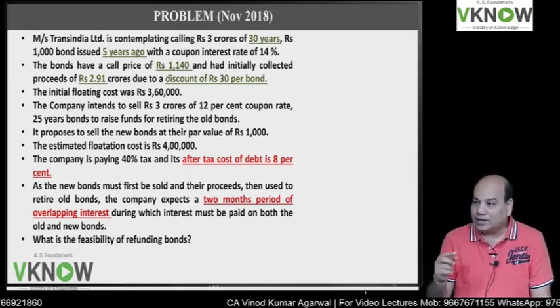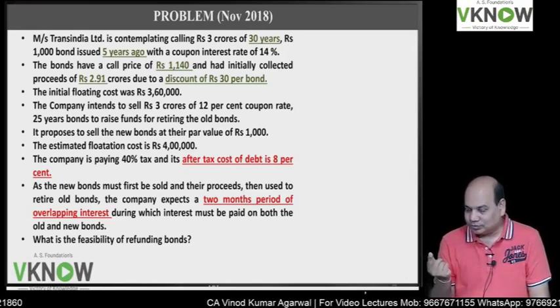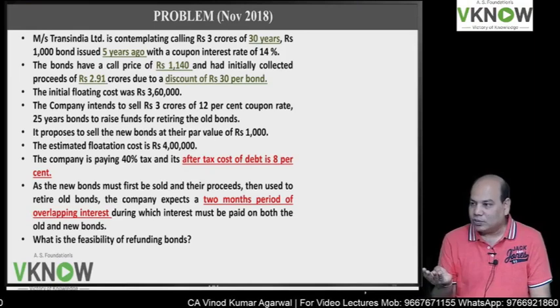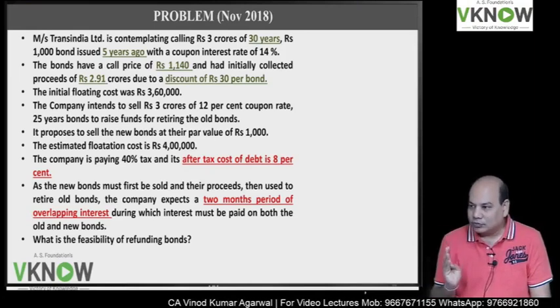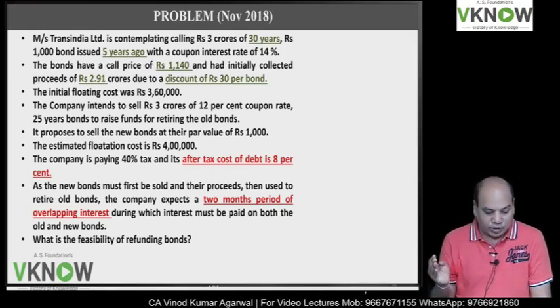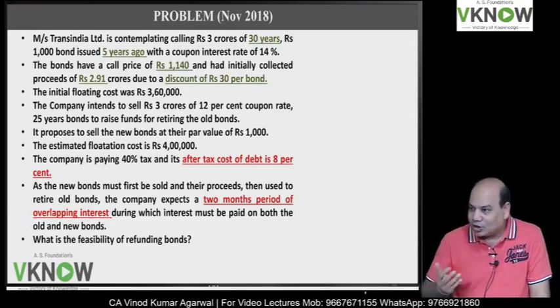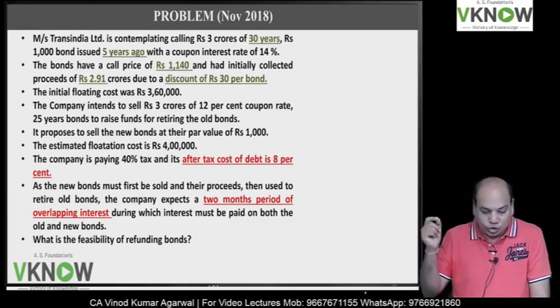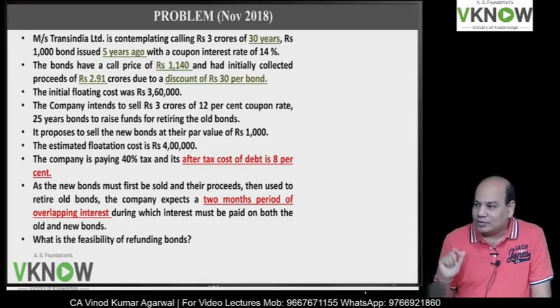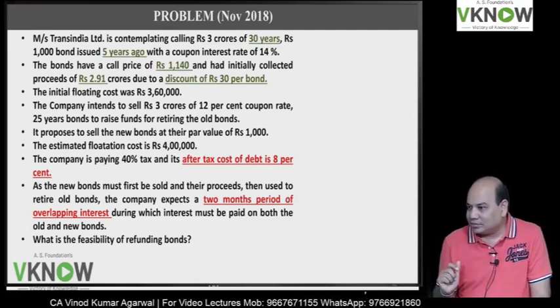Plus there will be tax implication also. So tax implication would be on call premium and flotation cost. If the bonds are issued at a discount, then on discount also there will be tax implication. You will save interest on that, you have tax payment.